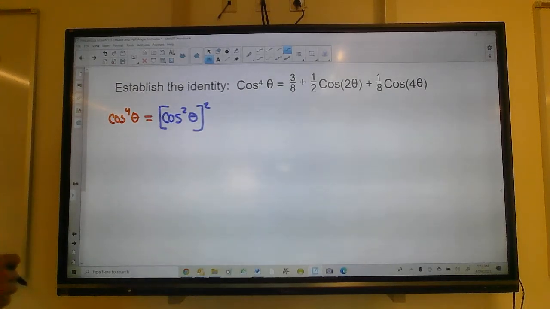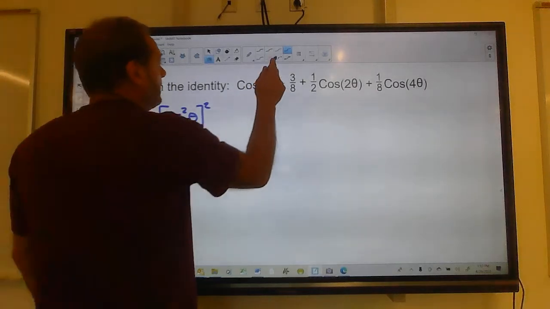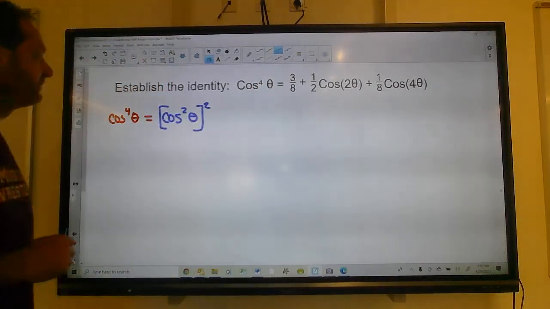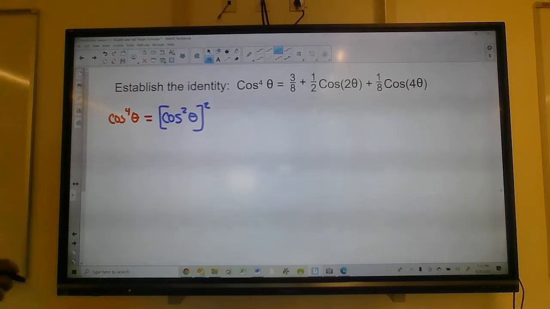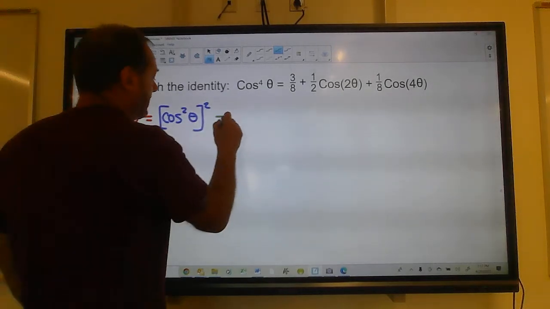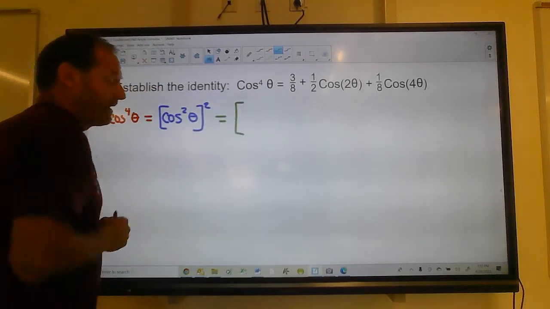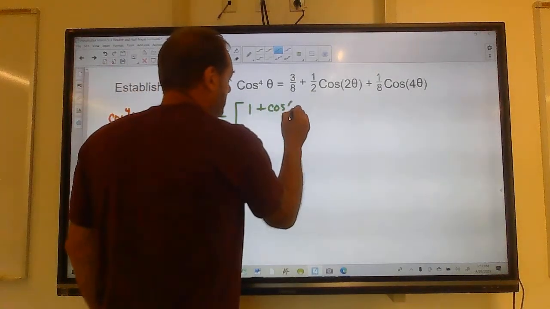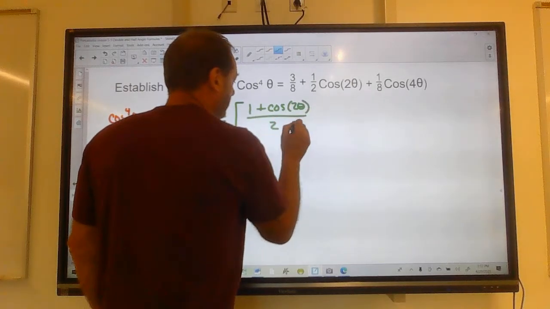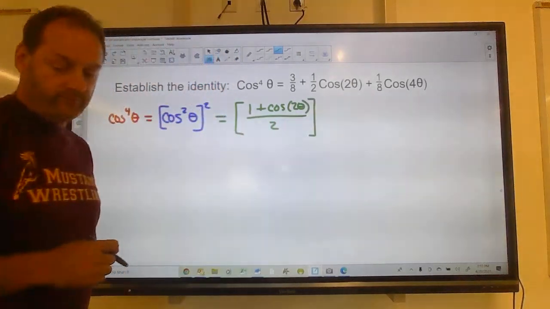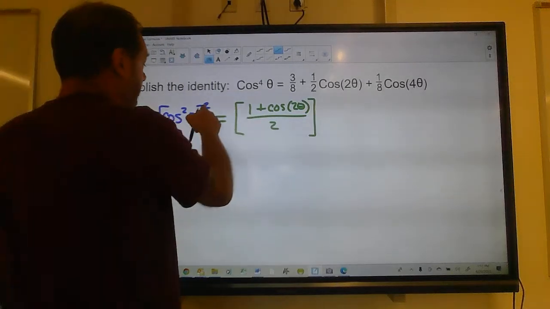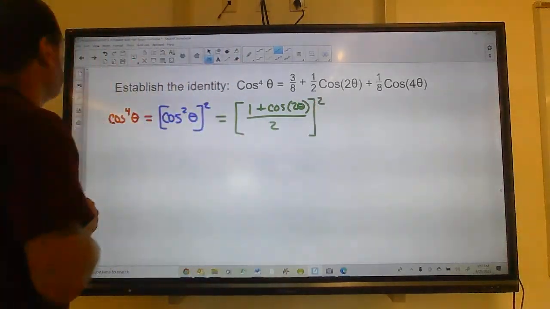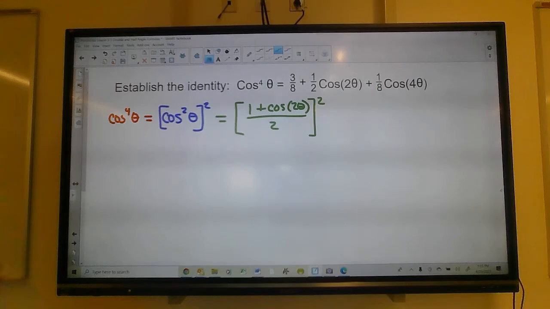All right. Now, what I want to do is use my power reducing formula on the inside of this thing. So cosine squared, remember from our power reducing formula, is 1 plus cosine 2 theta over 2. And then remember I got this squared right here, so I got to leave that right there.